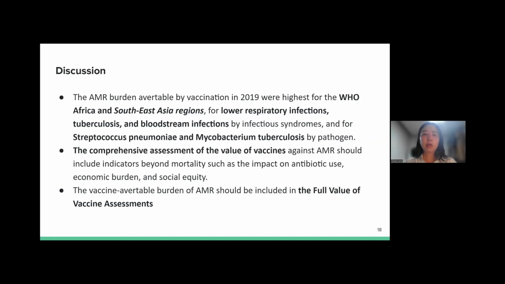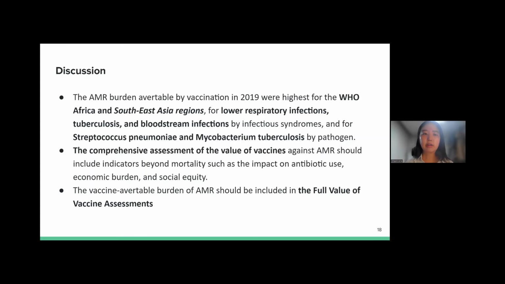However, the low vaccine avertable burden associated with AMR does not necessarily imply that vaccines are of low value. There are other criteria, for instance, the impact on antibiotic use, economic burden, and social equity. So these should also be considered to assess the value of vaccines against AMR altogether. And lastly, AMR causes death and significant health costs. So the vaccine avertable burden of AMR should be factored into the full value of vaccine assessment.